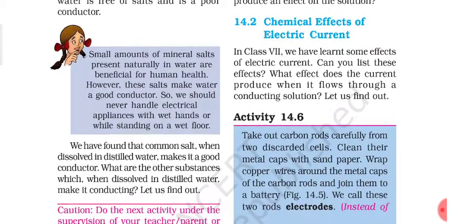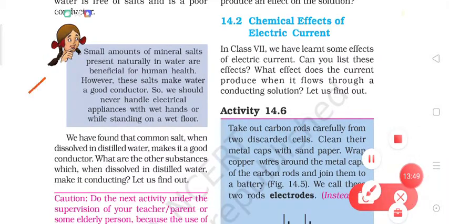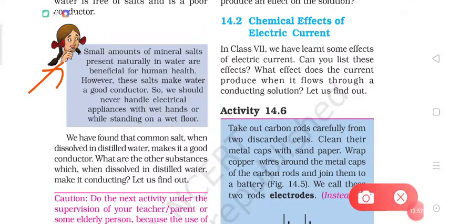Now, dear students, what is written? Something very interesting is written: small amounts of mineral salts present naturally in water are beneficial for your health. However, the salts make water a good conductor, so we should never handle electrical appliances with wet hands or while standing on a wet floor.